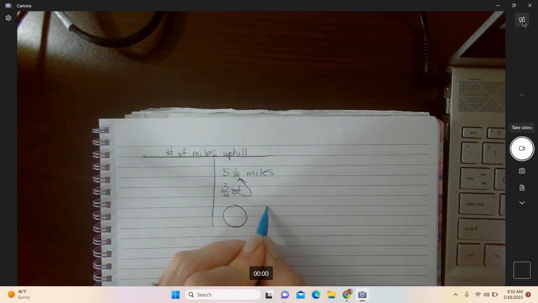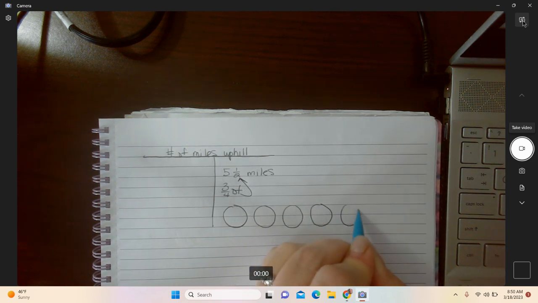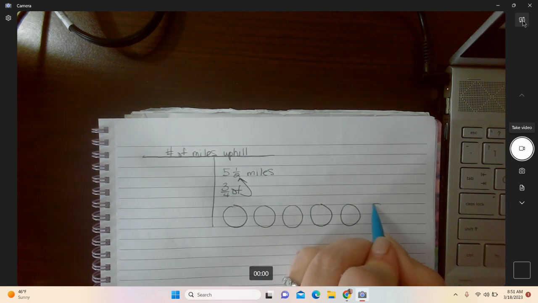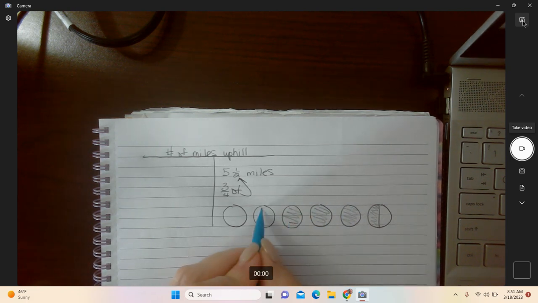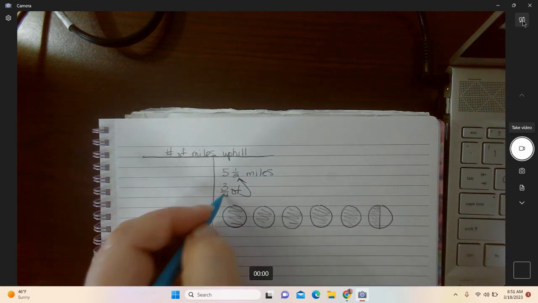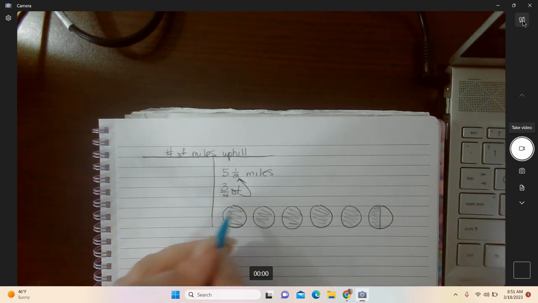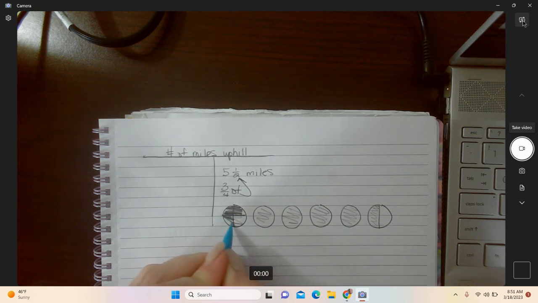Here's 1 mile. Here's 2 miles. Here's 3, 4, and 5. And then, of course, we have to show our half mile too because it was 5.5. So we're going to color in 1 whole, 2 wholes, 3 wholes, 4 wholes, and 5 wholes. Then we have to find what is 3/4 of this. So let's do this. Make our fourths and then color in really well 3/4 of them.